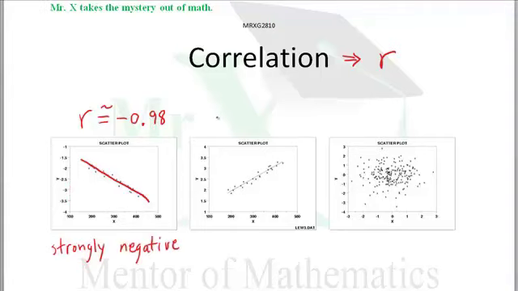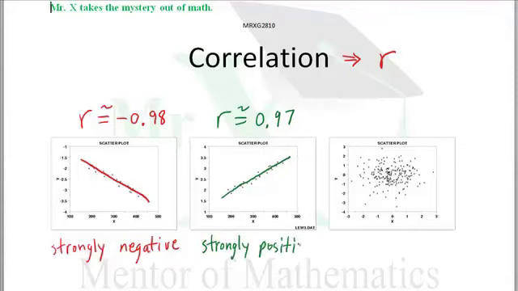Here they line up pretty well, and I'm going to say that we have a positive 0.97. They line up really well, close to a line, so this would be strongly positive. As one variable increases, so does the other. As one variable gets bigger, the other variable gets bigger.